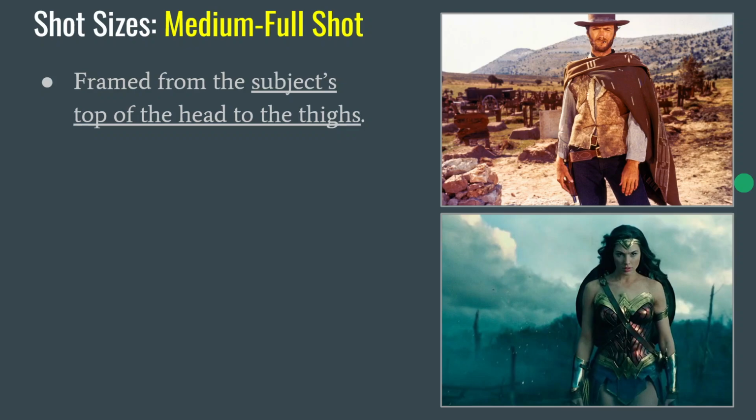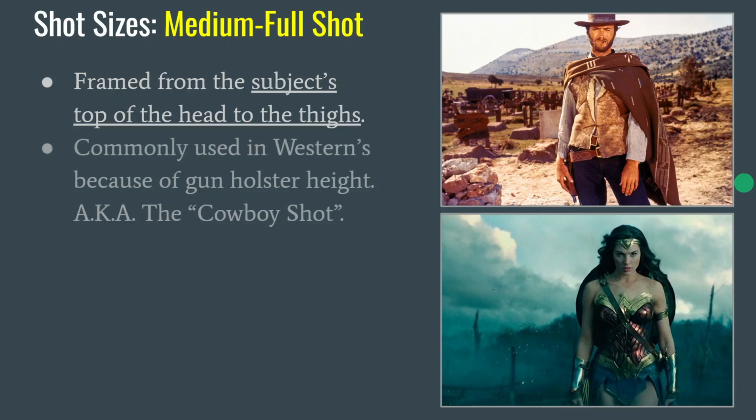So this one's below the waist. We're going from the top of the head, as you can see in the two examples, all the way to the thighs. It was commonly also AKA'd, also known as the cowboy shot is what we call this one. So if you say medium full shot, a lot of people will refer to it as the cowboy shot because it was made popular in Westerns, as you can see from the example right here. Cowboys, because we wanted to show off the gun holsters. So that's why the camera angle is this low. We wanted to see the weapon.